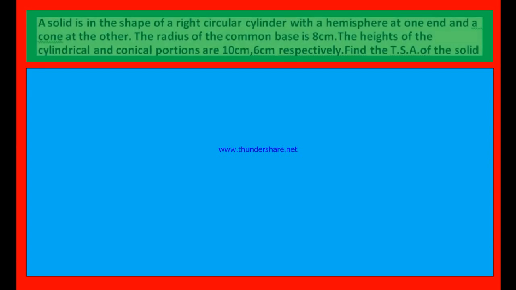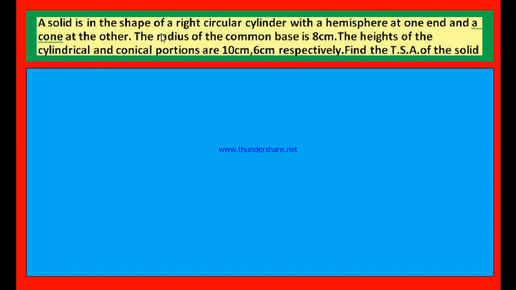This video's first question is: a solid is in the shape of a right circular cylinder with a hemisphere at one end and a cone at the other. The radius of the common base is 8 centimeters. The heights of the cylindrical and conical portions are 10 centimeters and 6 centimeters respectively. Find the total surface area of the solid.